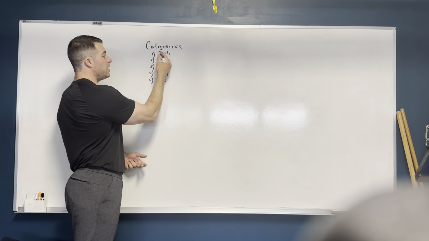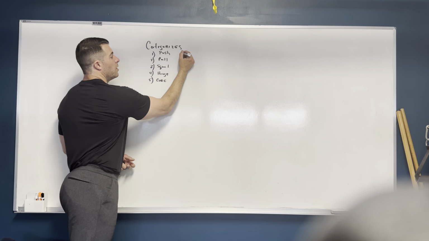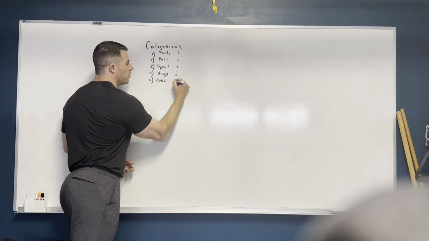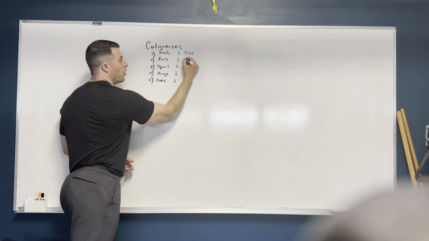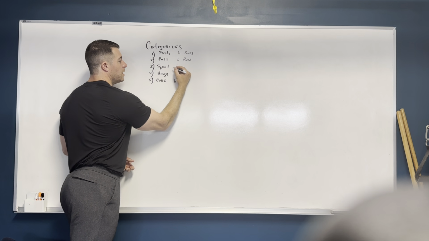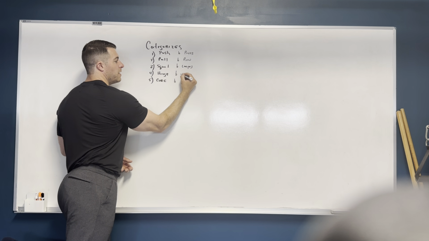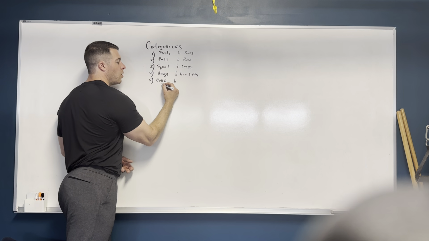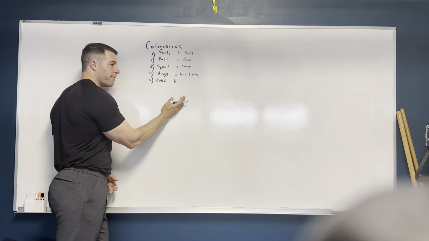Now, each of these categories can be broken down into B list scenarios where instead of pushing, you could do some pressing. Instead of pulling, you do some rowing. Instead of squatting, you could do some lunges. Instead of hinging, you could do some hip lifts. Okay, instead of core exercises, now we're going to have to categorize core.